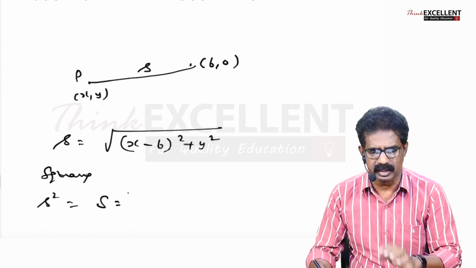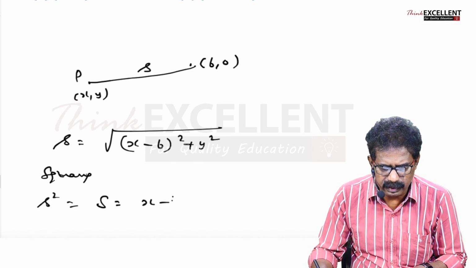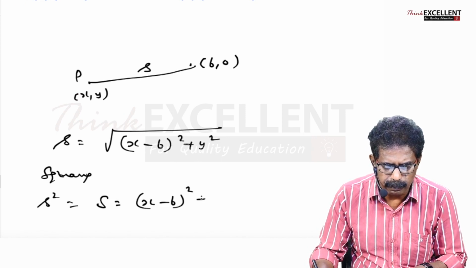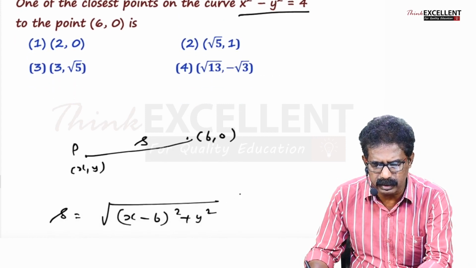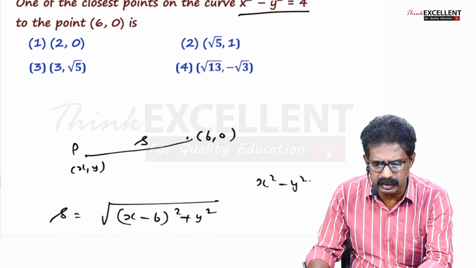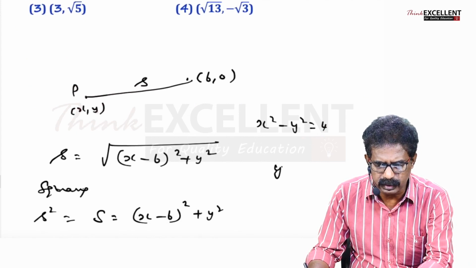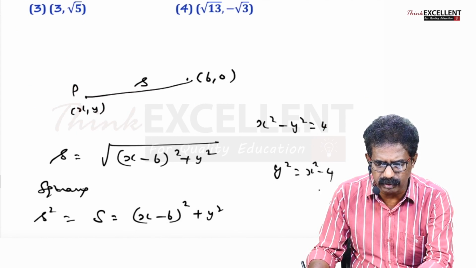It's a function, right? So x minus 6 the whole square plus y square. Y square you can find from here. We have x square minus y square is 4. So y square is equal to x square minus 4. Substitute here.